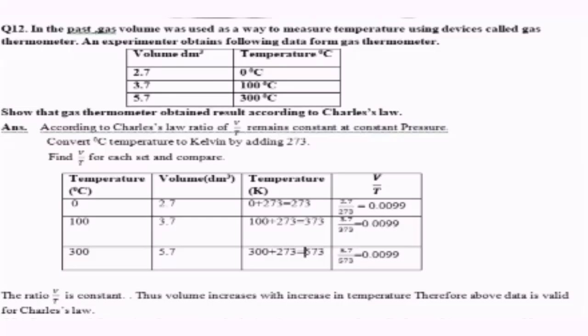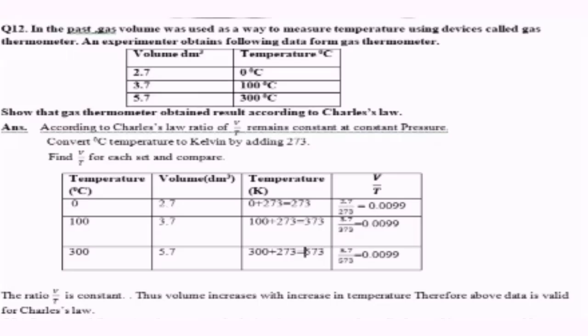In the past, gas volume was used as a way of measuring temperature using devices called thermometers. The experimenter obtains the following data. The data is given. The values of volume and temperatures are given. What we have to do is show that the gas thermometer result is according to Charles's law. Now we have to prove Charles's law, which states that V by T remains constant at constant pressure.